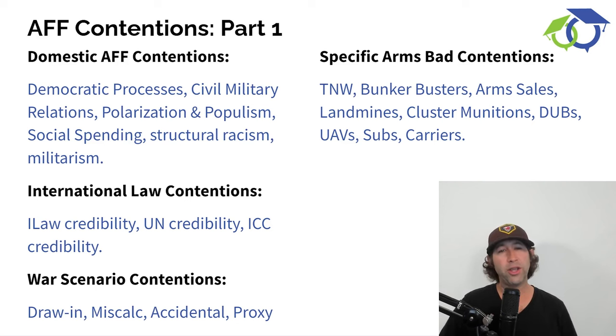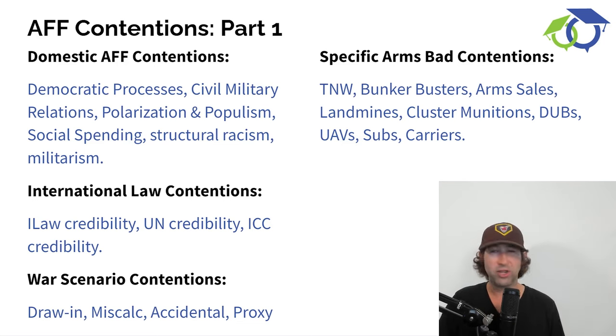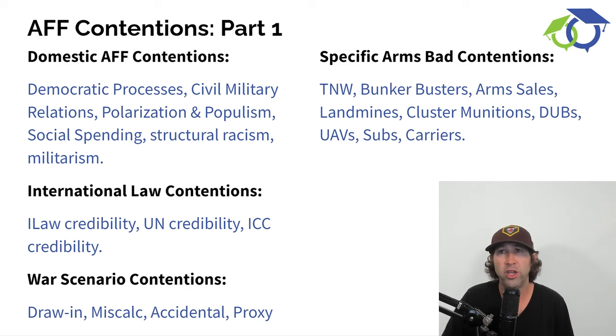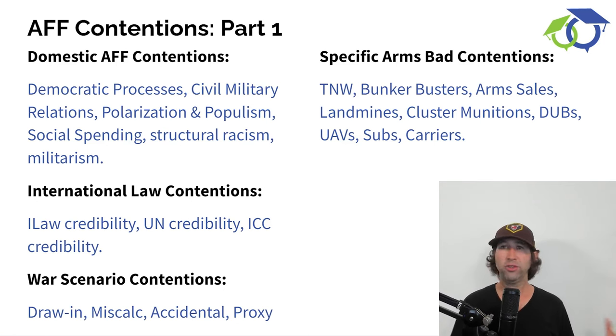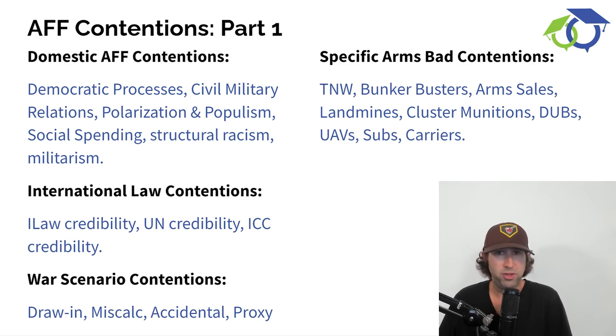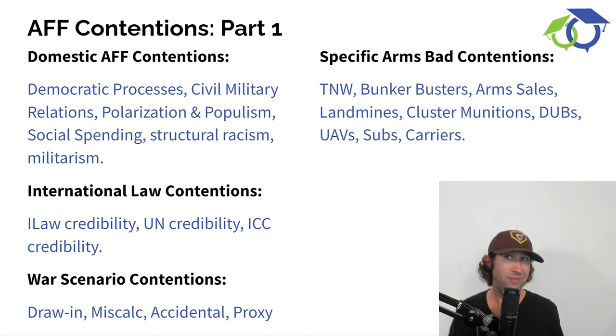So the first one are various domestic contentions. And again, we've talked about some of these. So whether or not it's democratic process as to how we choose which wars to engage in, whether it's civil-military relations, which is basically how much power the military has in our country, but also things like polarization and populism, how divided our nation is, you know, how active are populist elements, populist movements, populist politics, and, well, populist violence.